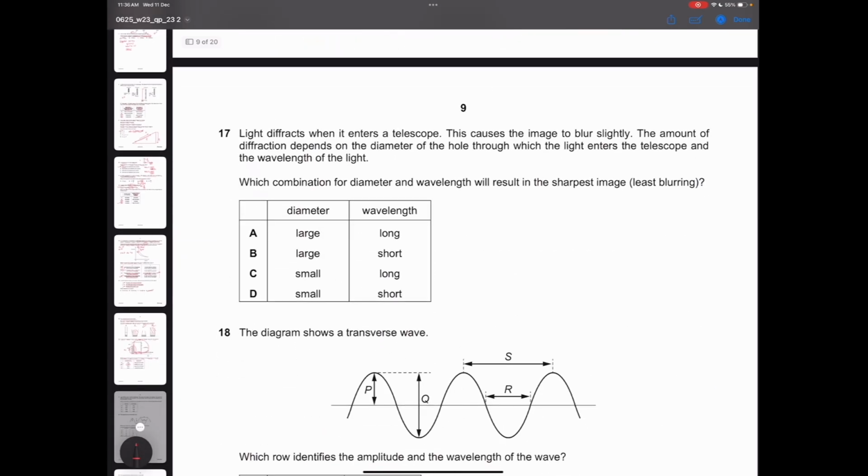Alright, now question 17. Light diffracts when it enters a telescope. This causes the image to blur slightly. Alright, we know that the greater the diffraction there is, the more blurry an image we get.